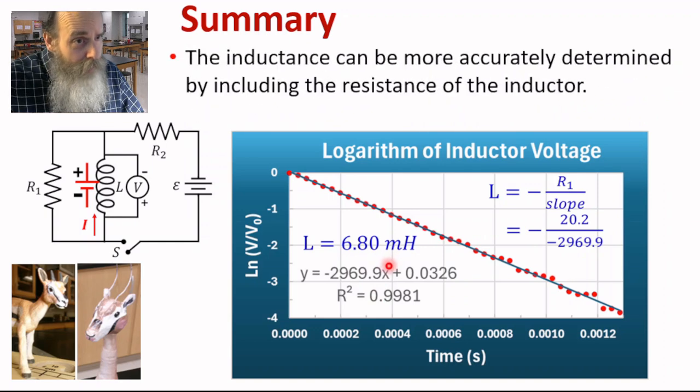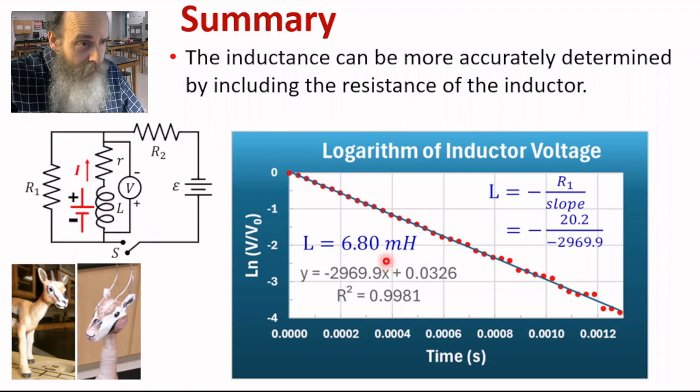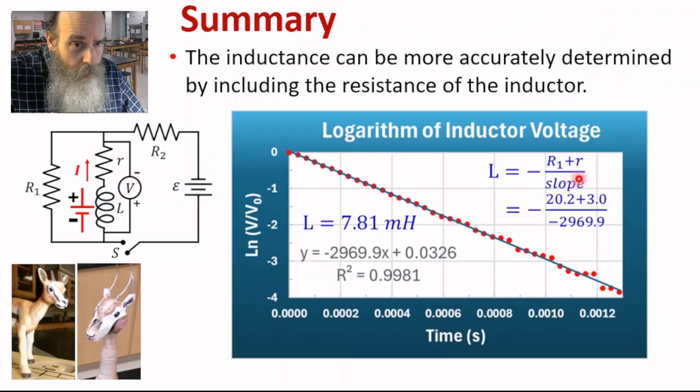And we can more accurately determine the inductance by including the resistance of the inductor. So now we have the resistance of the inductor in our circuit. And we use R1 plus the inductor resistance, and we found L was 7.81 millihenries.